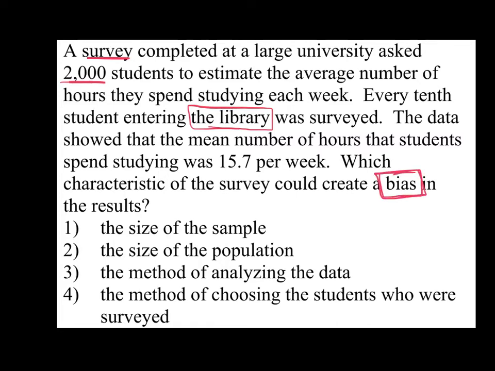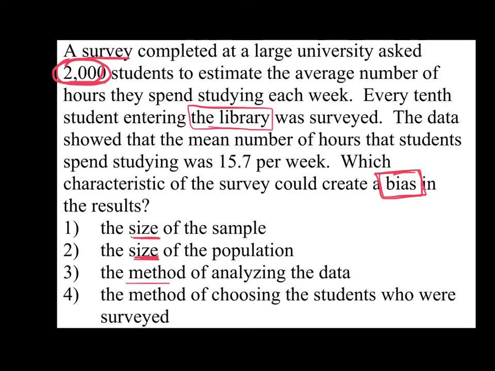Okay, number 1, the size. I don't have any problem with the size of the sample or the size of the population. 2,000 students is a very large number, which makes it reliable and unbiased. You know, if they only surveyed like 5 people, then that's a very low number, and I would say that the size created a bias. But I don't have any problem with this one.